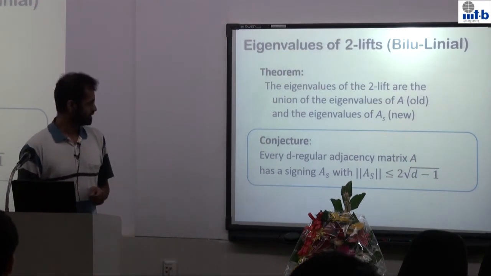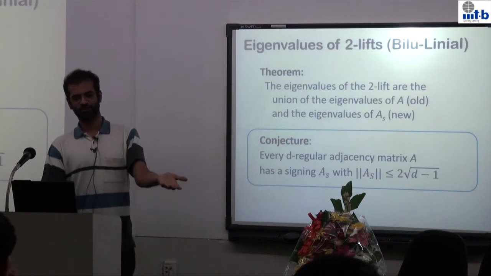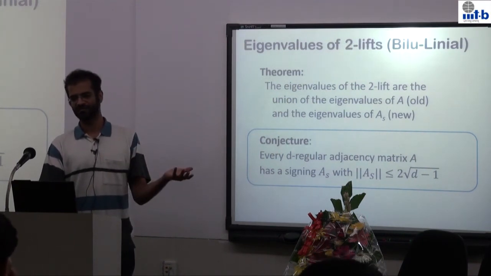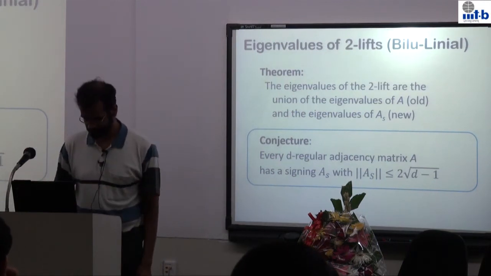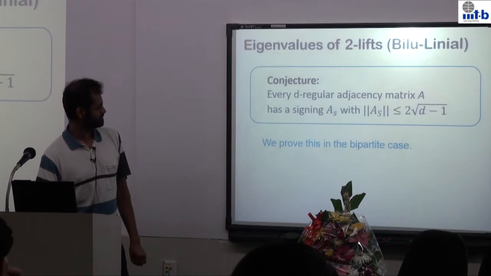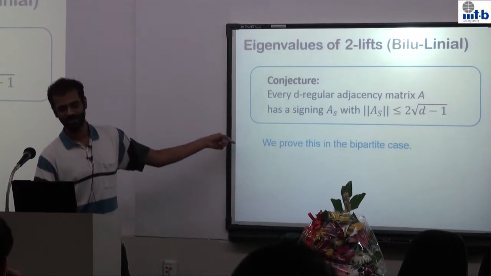So this is just a question about matrices. I give you a 0, 1 matrix. I want you to flip some of the signs so that the norm of the thing that you get is at most 2 square root d minus 1. That's the problem. So this is what they conjectured, and we proved this conjecture in the bipartite case.